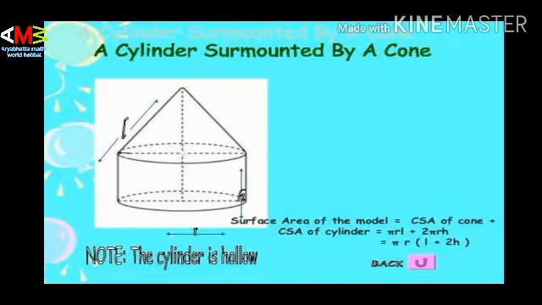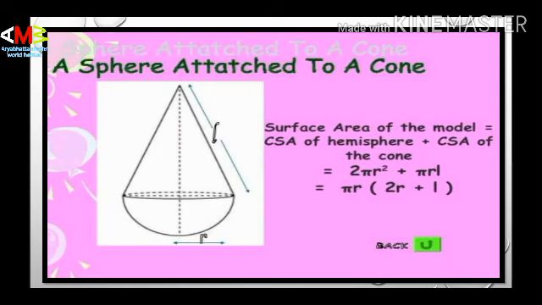Okay, next we go to the combination of solids. A cylinder surmounted by a cone. Here a cylinder is there, and a cone is surmounted. So, surface area of the model is CSA of cone plus CSA of cylinder. CSA of cone we have already learned in previous formulas, pi r L, CSA of cylinder is 2 pi r h. Here the radius is common, therefore pi r (L plus 2h) you have to remember. This is the cylinder surmounted by a cone.